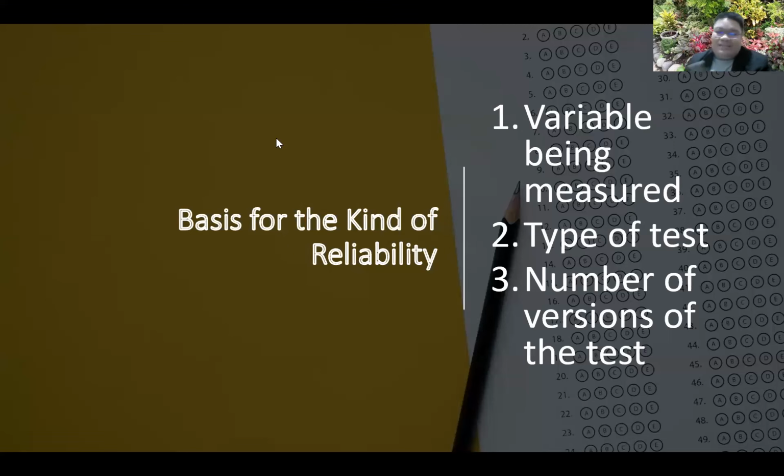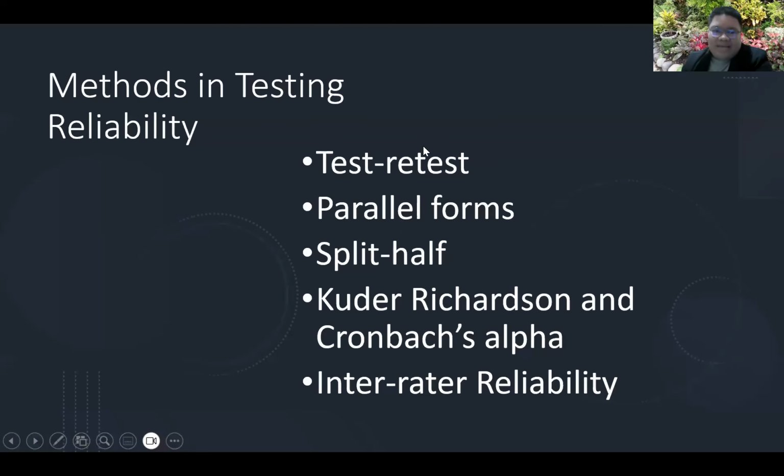One of the bases is your variable being measured. Another basis is the type of test that we have. And another basis is the number of versions of the test. Okay? So class, you have the variable being measured, you have the type of test, and then the number of versions of the test.